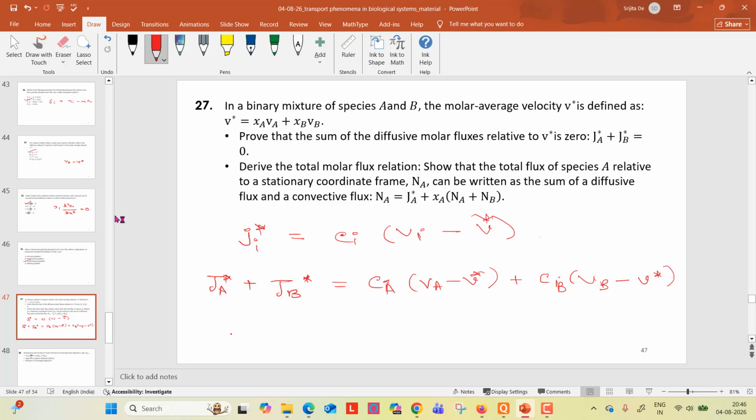Now equals CaVa plus CbVb minus V star, if you take common, it will come as Ca plus Cb, right?